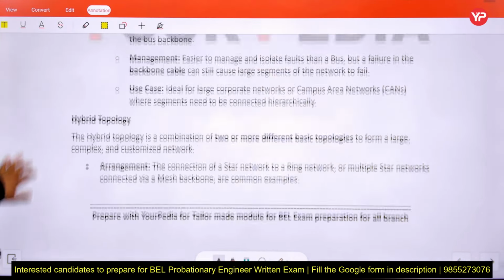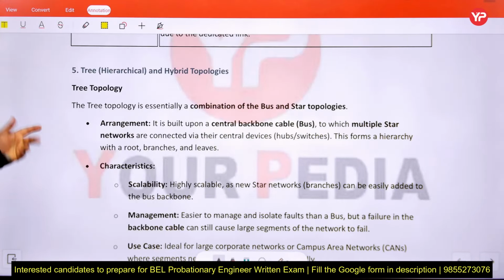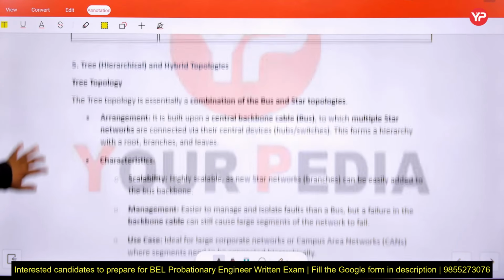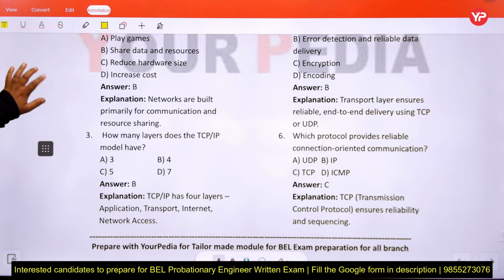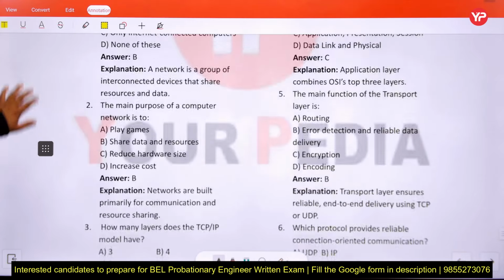So the next one is tree topology. That is not that much important. Hybrid is again not that much important. Now let's move on to the questions.